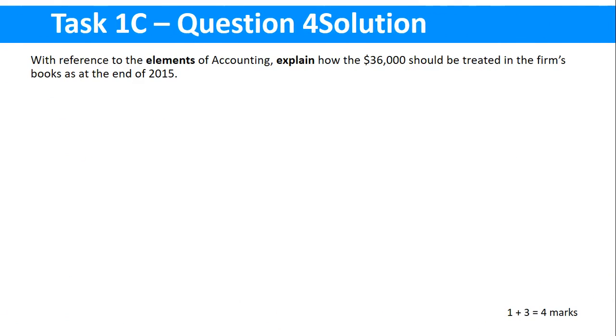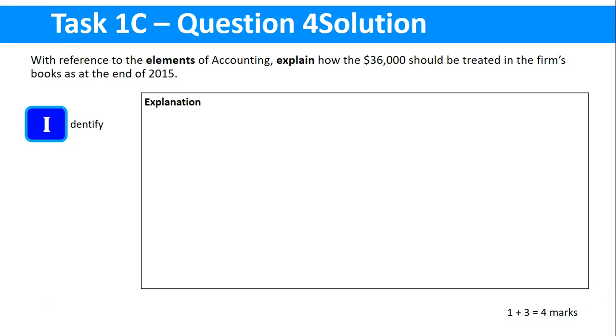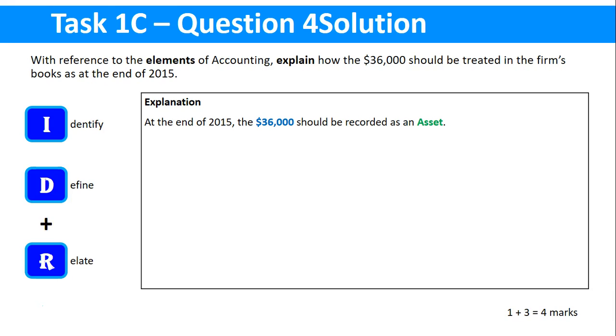How to formulate an answer. With reference to the elements of accounting, explain how the $36,000 should be treated in the firm's books at the end of 2015. So we're going to identify that it will be an asset. So that's our first mark. Secondly, we're going to define and relate each of the parts of an asset. We're going to relate that to the example of the insurance.